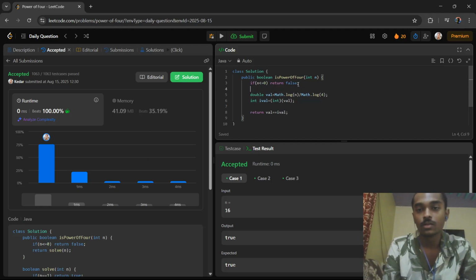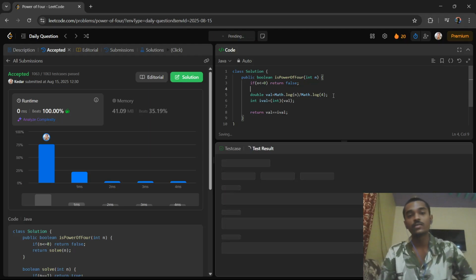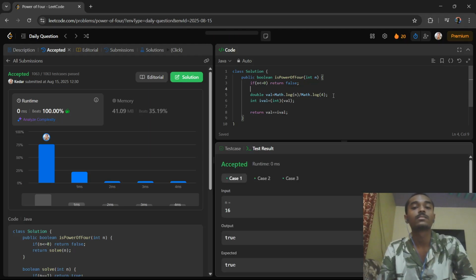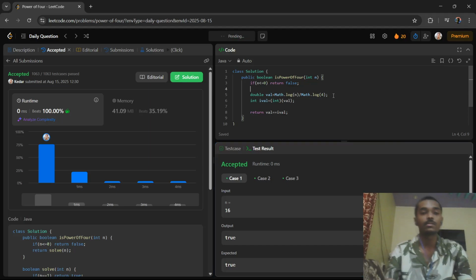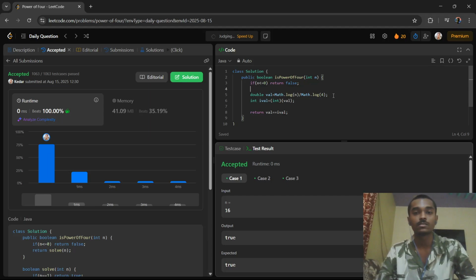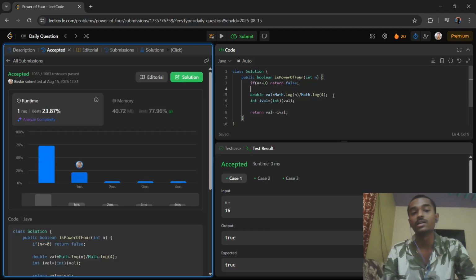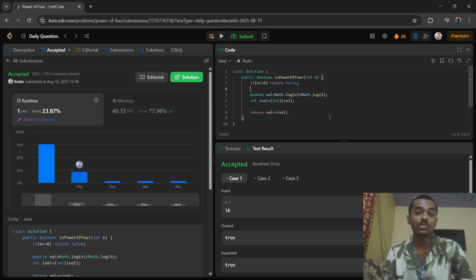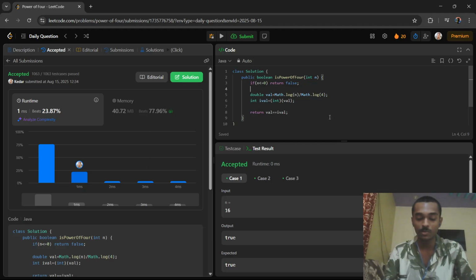Okay, let's see if it works or not. Yeah, it is working. Let's submit it. Let's see if it is getting accepted or not. Yeah, it was accepted. And also there is a third approach. You don't need to see that, but if you want to see it, you can. The third approach is kind of an easy one.